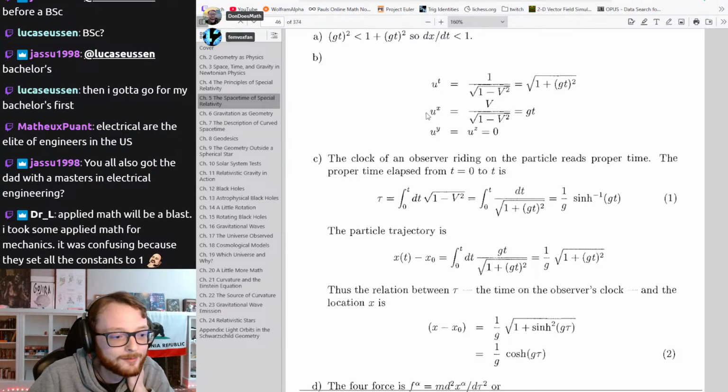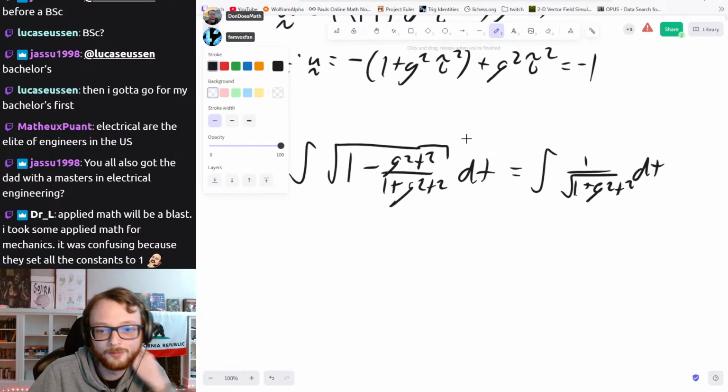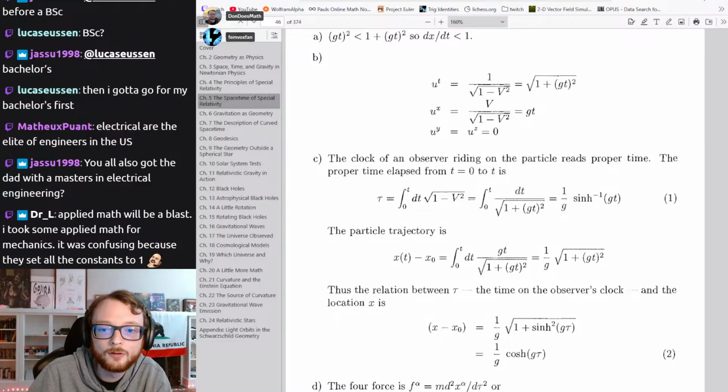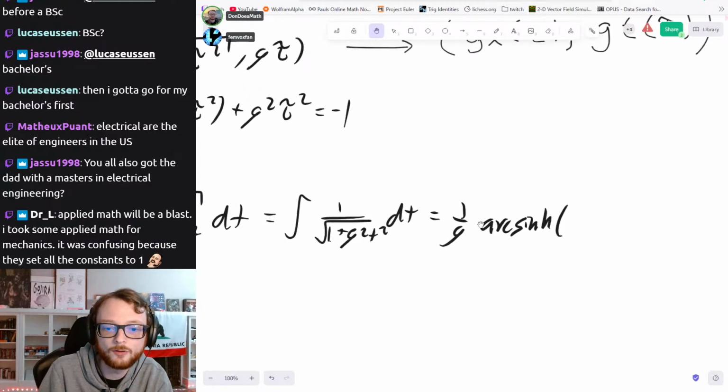Dang. So is this where they came up with that hyperbolic sine? Yeah, I think it's just a definition thing. You could get the same integral with ln's. Okay. 1 over g. No, we're saying arcsinh of gt.